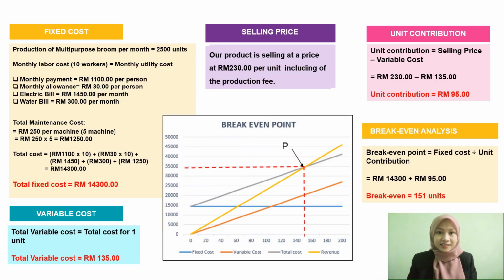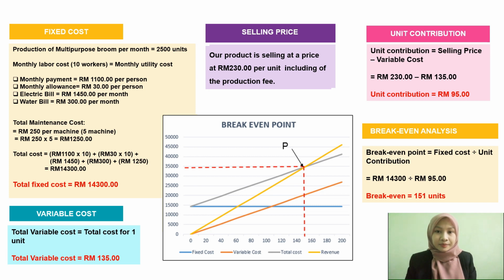In cost analysis, we have fixed cost value, variable cost, selling price, unit contribution, and lastly, break-even analysis. For fixed cost, we assume production of the multi-purpose broom will be 2,500 units per month with 10 workers. In fixed cost, we have monthly payment, monthly allowance, electric bill, and water bill. Then the total maintenance cost for 5 machines is RM102,050. After that, we sum all the value of cost to get the total cost, which is the fixed cost is RM14,300.